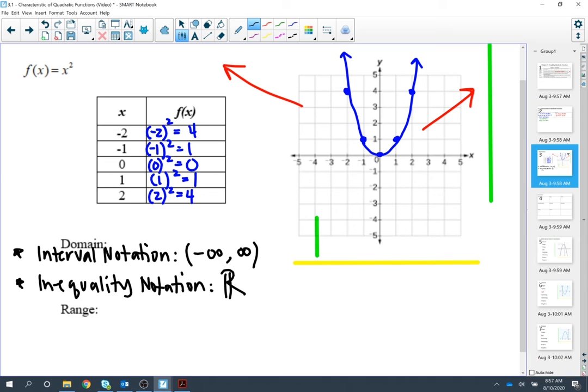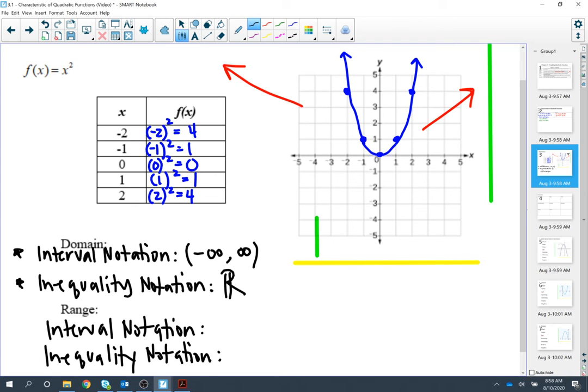Now we're going to take a look at our range. So our range, and again, we will formally define this, is all your y values. Once again, we're going to write it in interval notation, and we're also going to write it in inequality notation. So all your y values, well, your y values go low and your y values go high. So I'm going to start kind of here in the middle, and we're going to start with low.